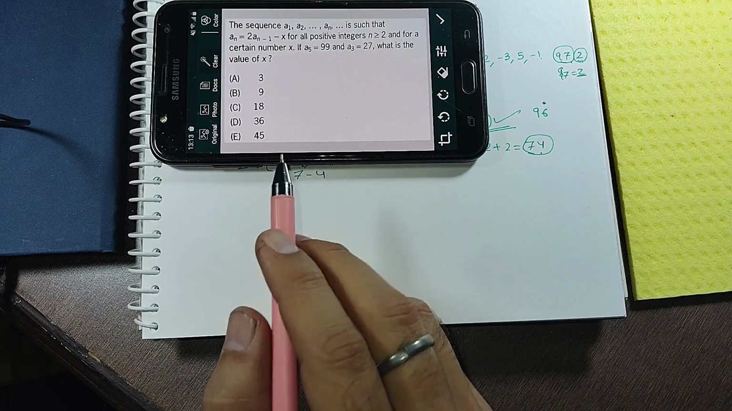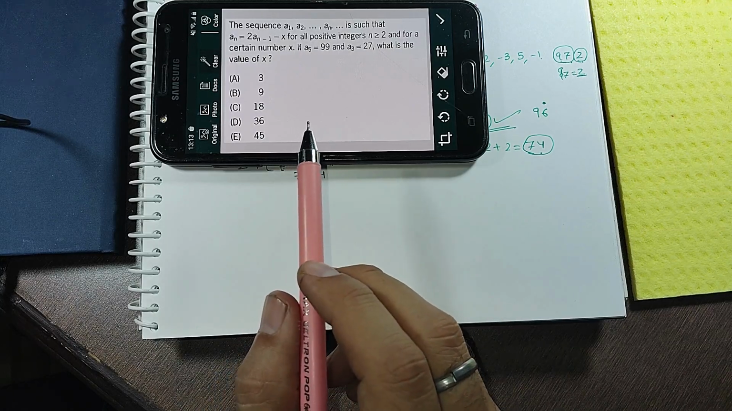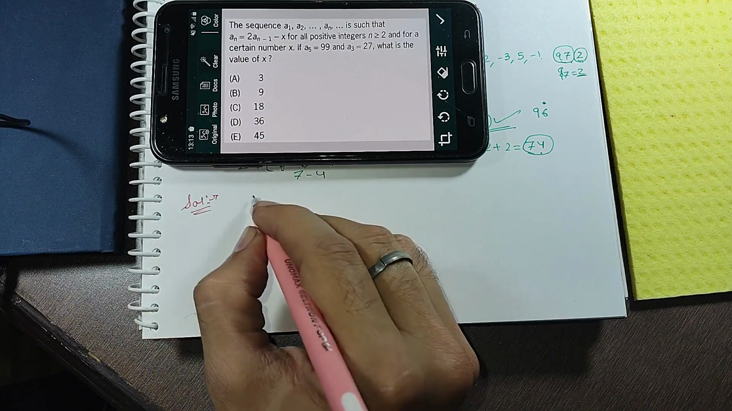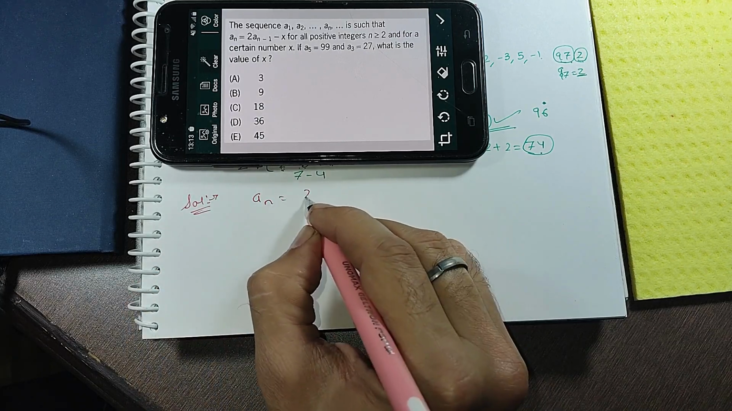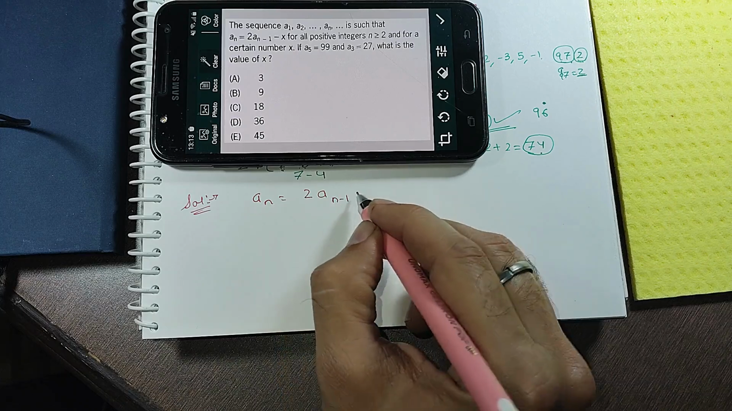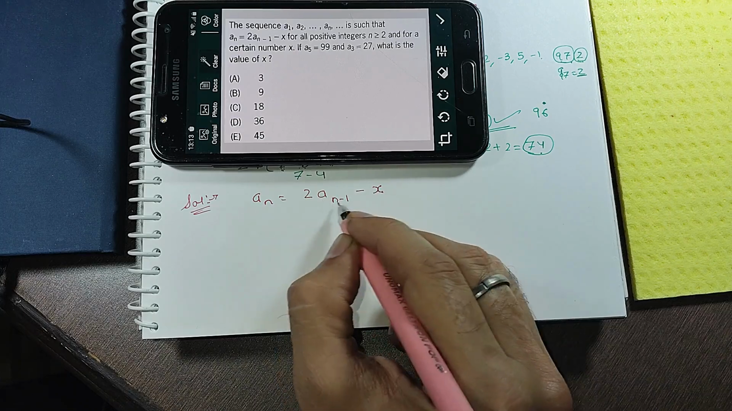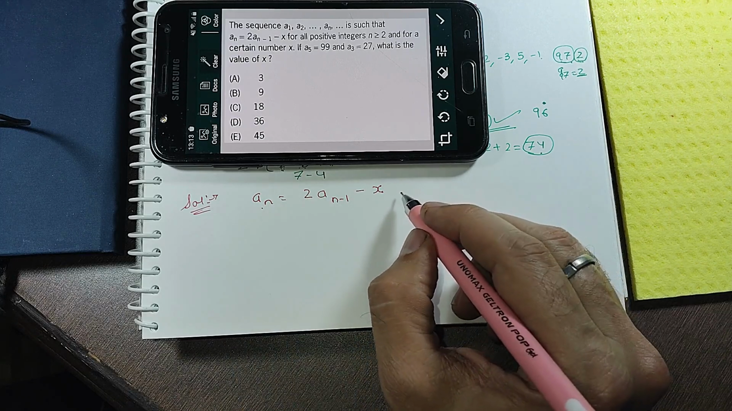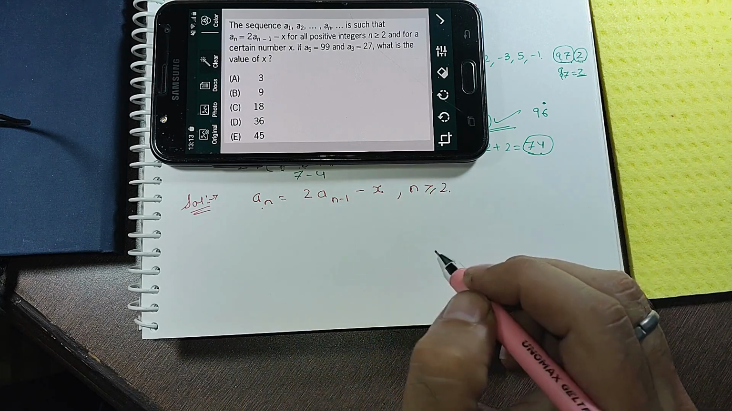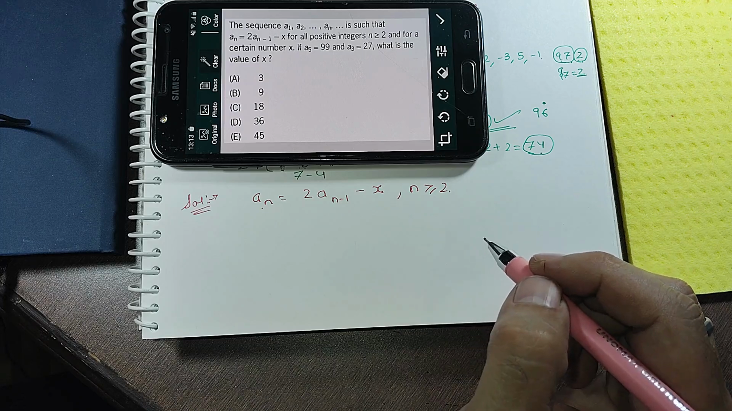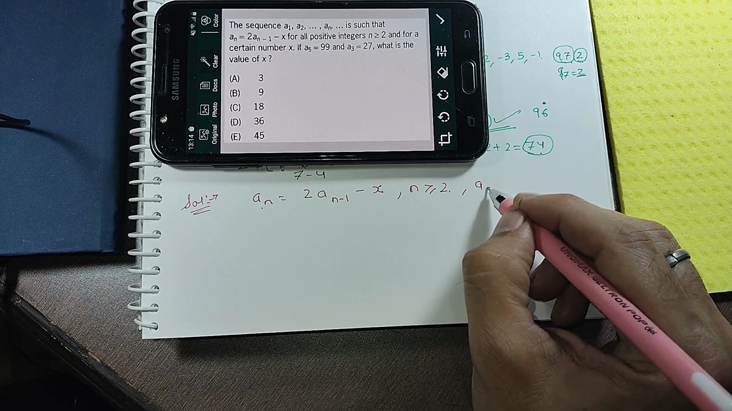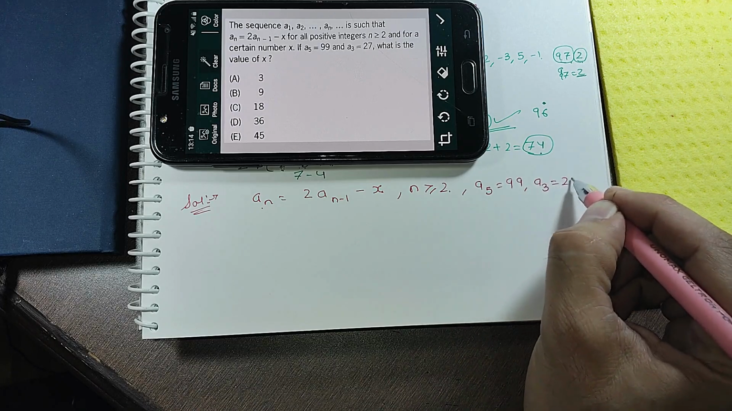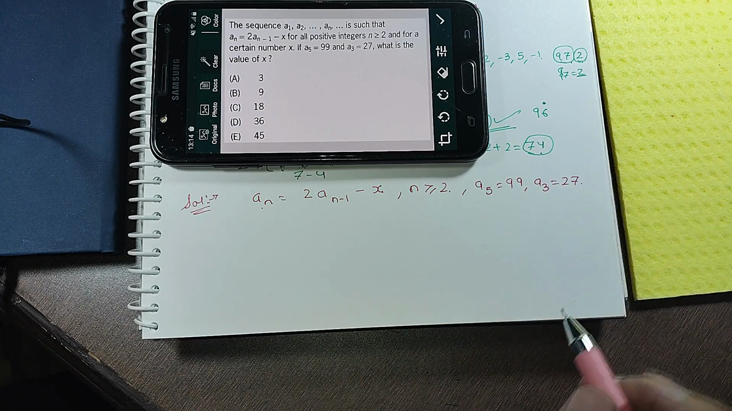The sequence a1, a2, and so on up to an is such that we have been given the pattern of the sequence: an equals twice an minus 1 minus x. So that means an minus 1 is one term less than this, minus x, for all integers n greater than or equal to 2, so starting from n equal to 2. Now a5 has been given to us as 99 and a3 equal to 27. So what is the value of x?